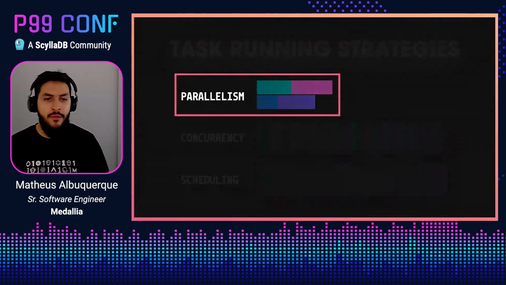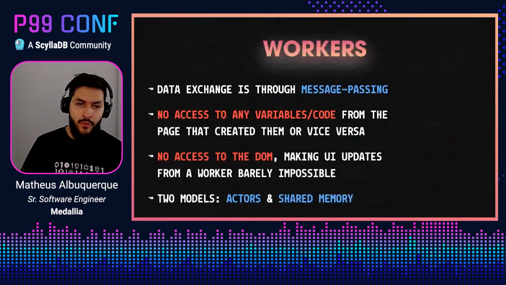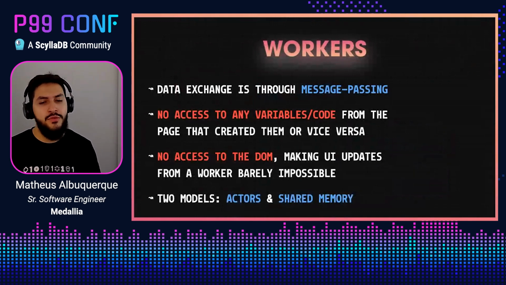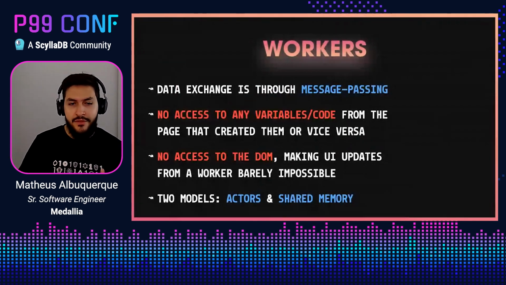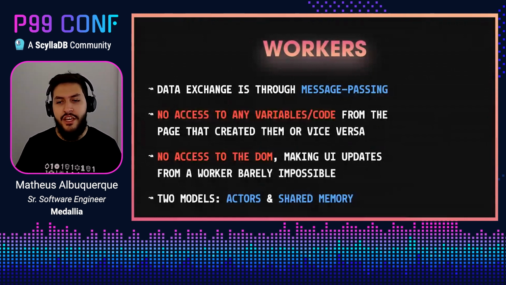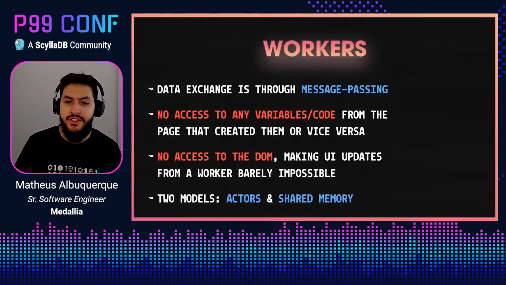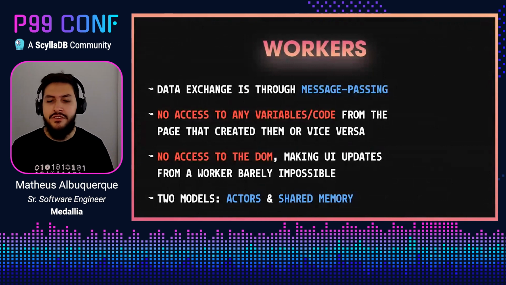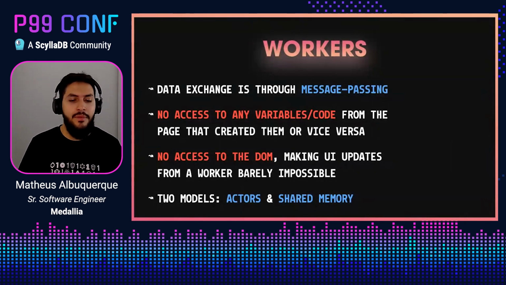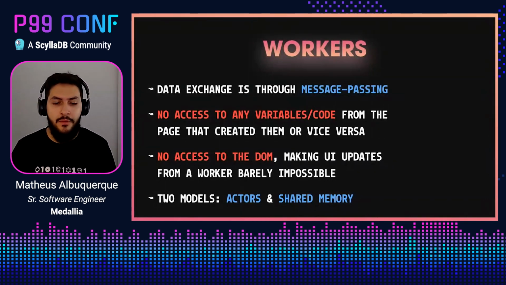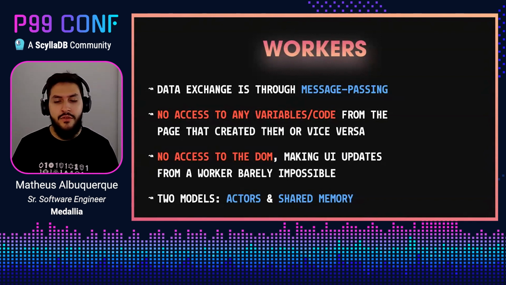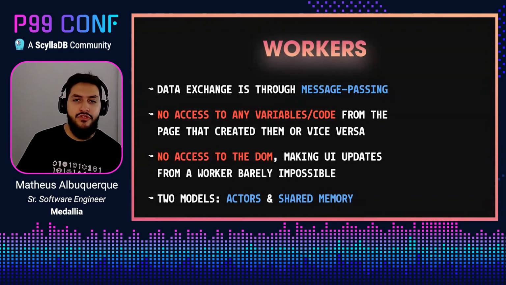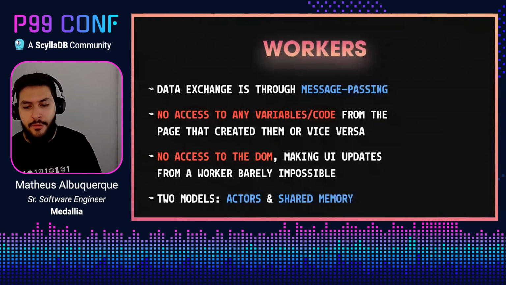In parallelism in the browser, we're usually talking about web workers. In web workers, we have data exchange through message passing. And because of that, there's no access to variables or code from the page that instantiated a worker, or vice versa. You don't have access to the DOM either, so it's quite complex to make UI updates from a worker. And if you're creating an application using web workers, you usually end up with 2 abstractions, actors and shared memory.